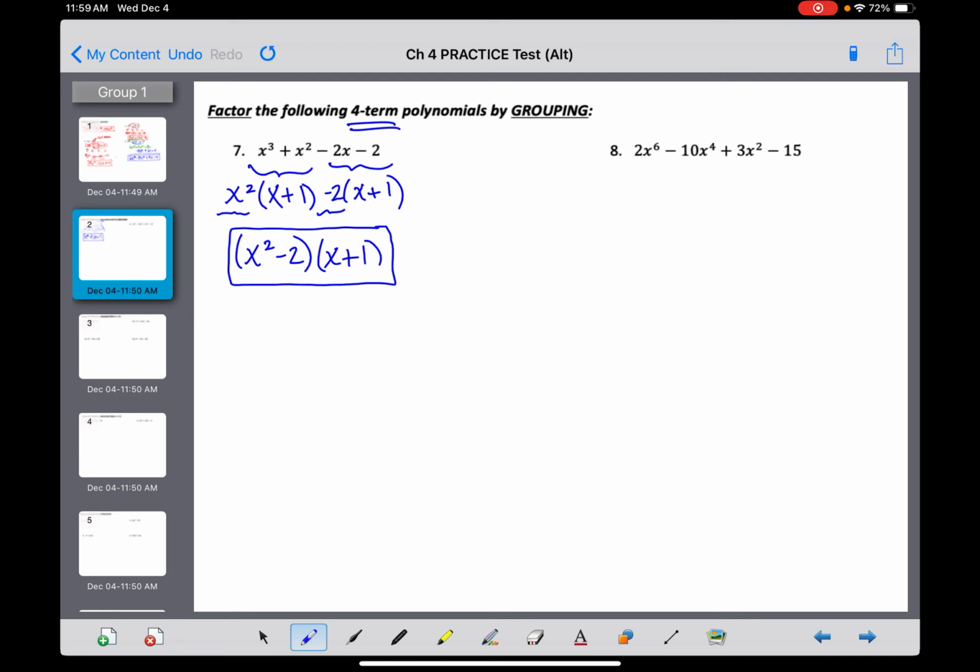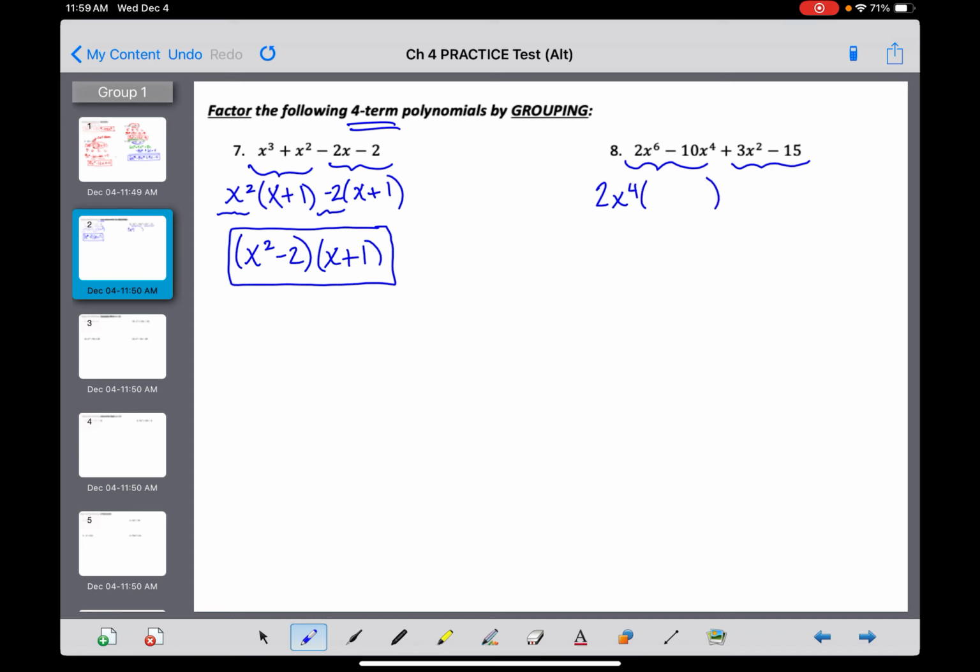Example 8 is another factoring by grouping problem. I'm going to do it the same way. The GCF for my first 2 terms, they're both even, 2 and 10, so I know I can take a 2 out of both. And then the first term is x to the 6th, and the second term is x to the 4th, so I know I can take out x to the 4th. So my GCF for this pair of terms is going to be 2x to the 4th.